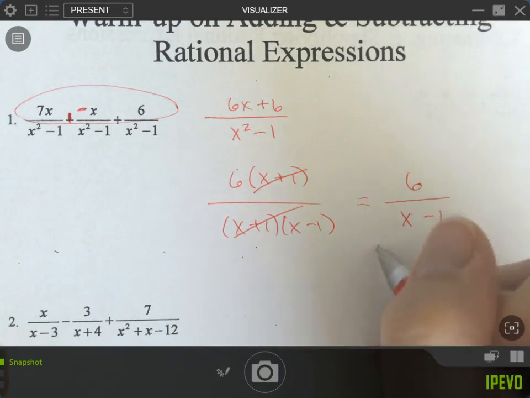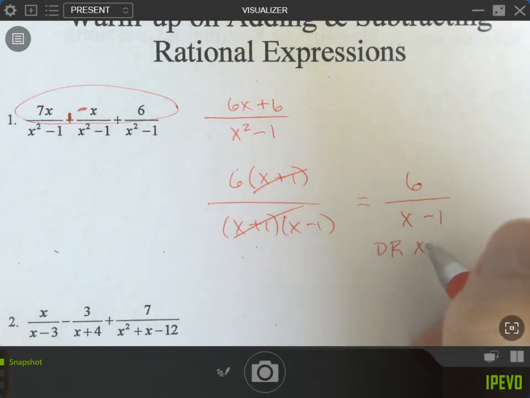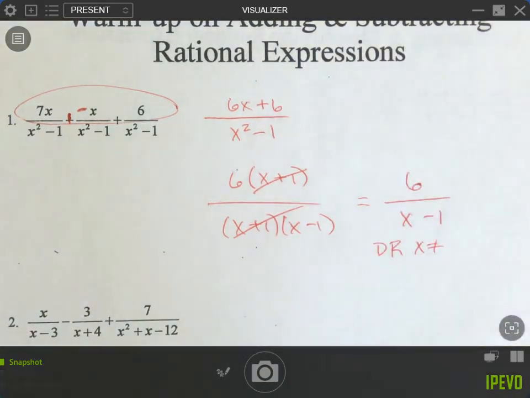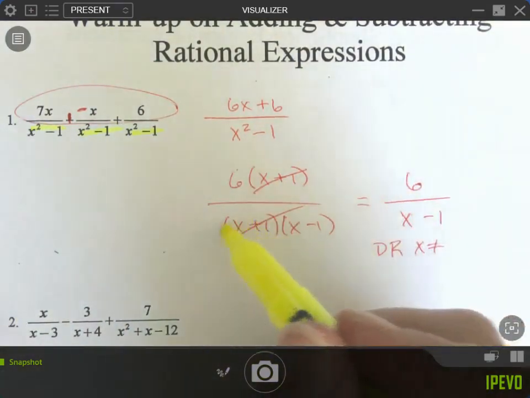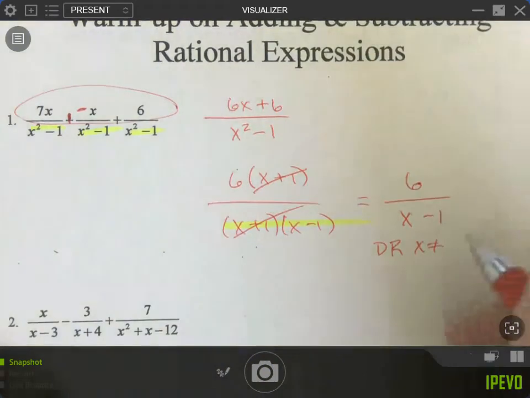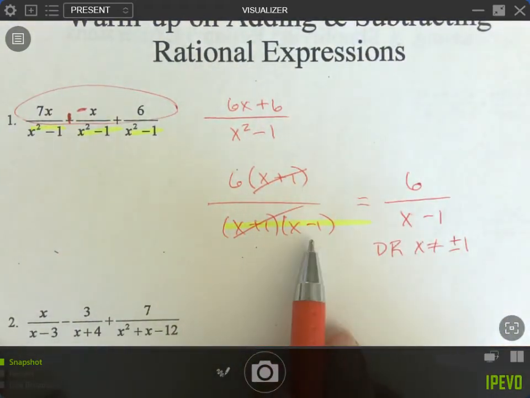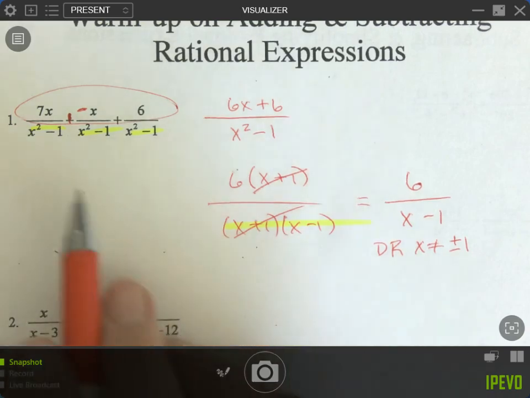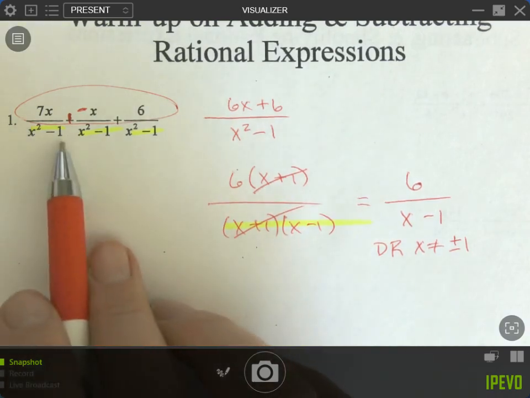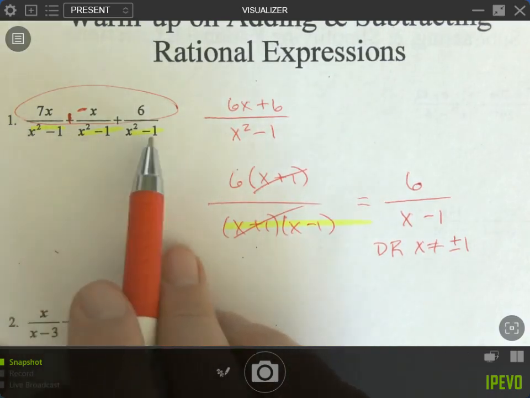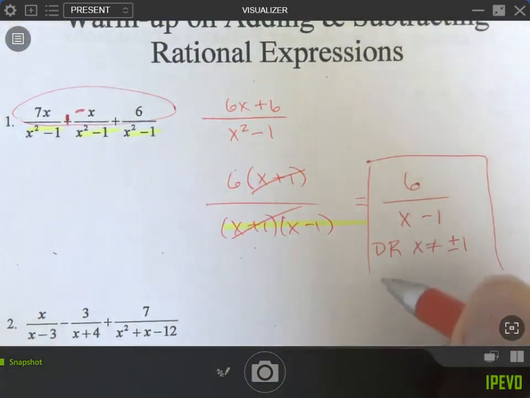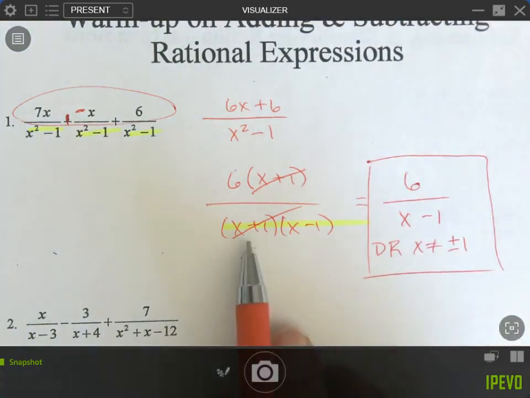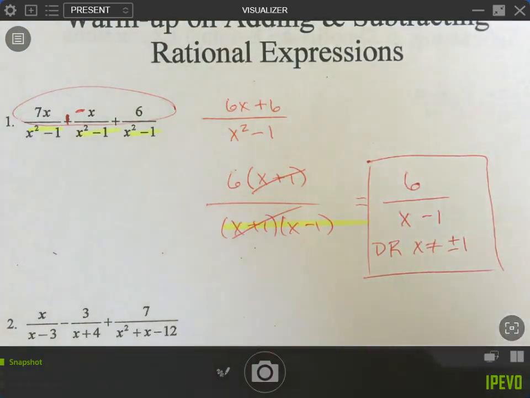Domain restrictions are fair game on these problems. What can't x equal? We're going back to that original denominator, which was the same throughout, which is right here. Well, it can't be minus 1 or plus 1, but x could be 0, because if I put 0 in here, I would still get out negative 1. So it's only coming from the denominator, okay? So it's just plus and minus 1. It can't be negative 1, and it can't be positive 1 here.